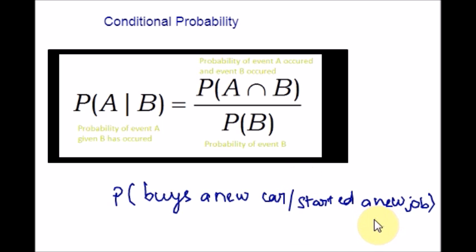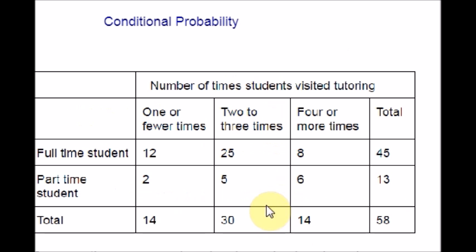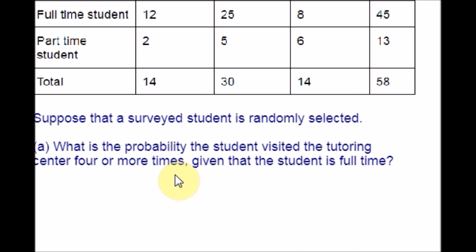Okay, let us see an example for conditional probability using a table of data. A survey asked full-time and part-time students how often they had visited the college tutoring center in the last month, and the result is given in a table form. This question asks us to find what is the probability the student visited the tutor center 4 or more times, given that the student is full-time.